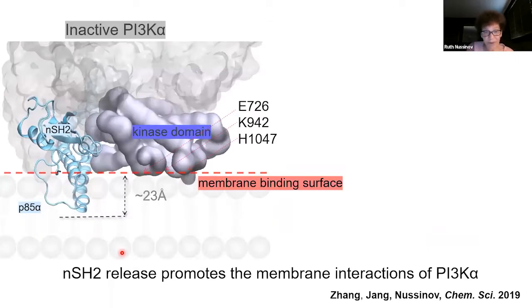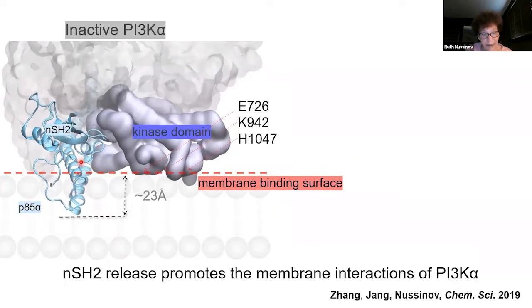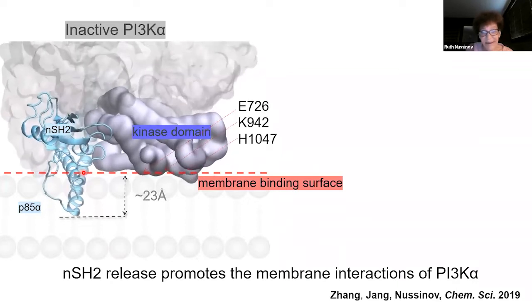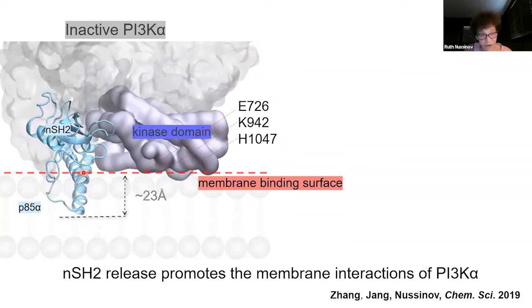Now we put it on the membrane. We know that the activation is at the membrane. So here again, we have the NSH2 domain. We simulate it at the membrane. Still nothing much happens, just fluctuations.